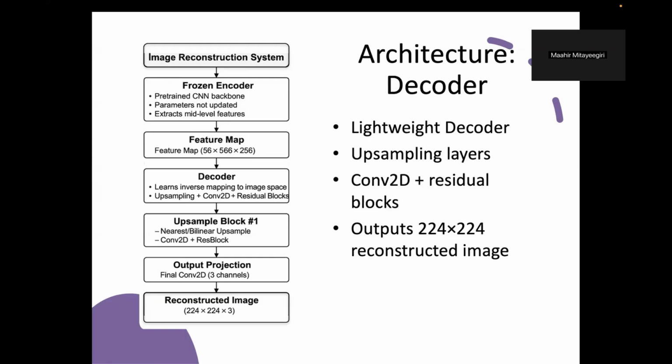Then coming to the decoder. The decoder is where all the learning happens. We design a lightweight decoder composed of upsampling layers to gradually scale the feature maps back up to the original 224 by 224 resolution, and Conv2D layers with residual blocks, which help the network capture spatial structure and refine details. The final output is a 224 by 224 reconstructed image. The overall goal is to keep the decoder small and efficient while still being powerful enough to recover meaningful structure from the feature maps.